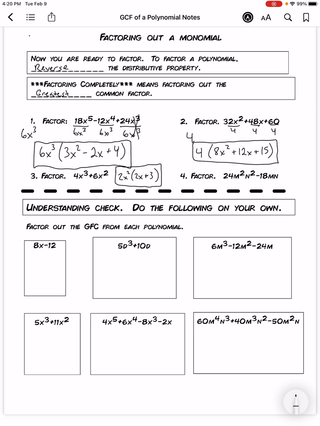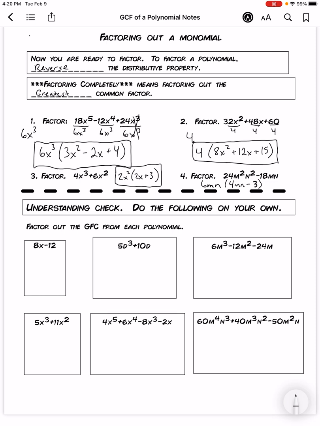All right, and then on number 4. Looking at that, we've got 24 and 18. A common number with 24 and 18 would be 6. And then M N, that's my common factor, or my greatest common factor. And then what would remain would be 24 divided by 6 is 4. M squared divided by M is M. N squared divided by N is N. And then negative 18 divided by 6 is negative 3. And then my M and N get canceled out. So that would be the answer for number 4.